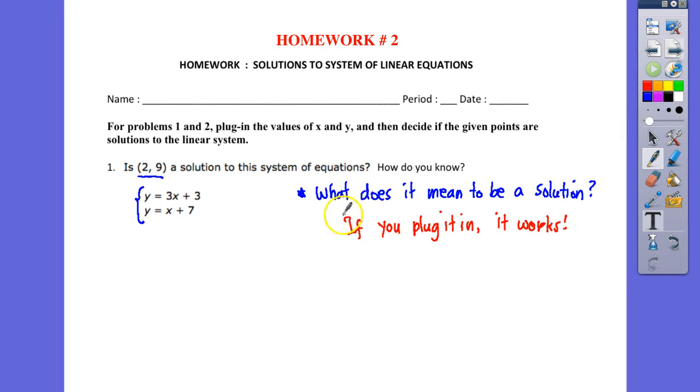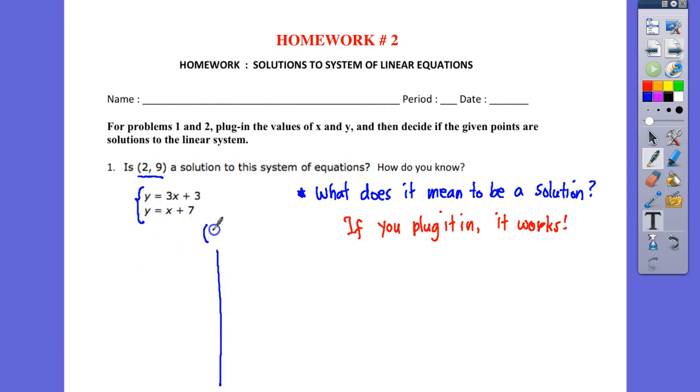So to figure out if a point is a solution to a system, all you have to do is to plug in these values into each of these equations, and if you get two yeses, a yes for each of these equations, that means it works in both equations. So the point is a solution to the system. So let's do that. So let's check it.